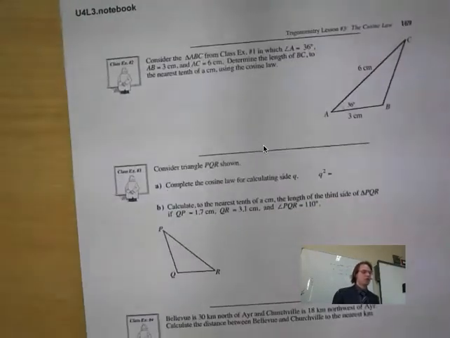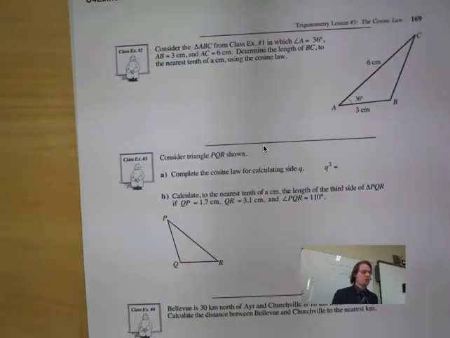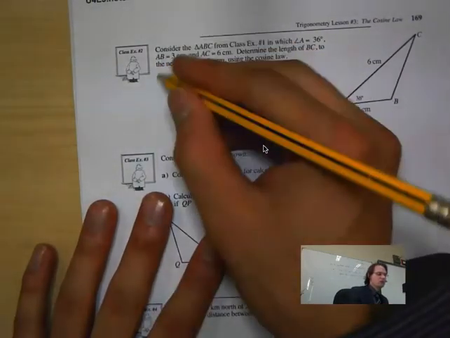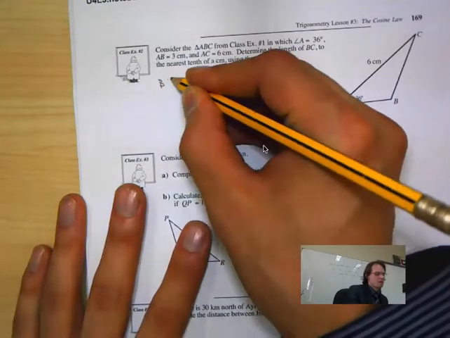So here's my first question. The very first question we did before, but now we're going to use the cosine law. And cosine law states we have small b.